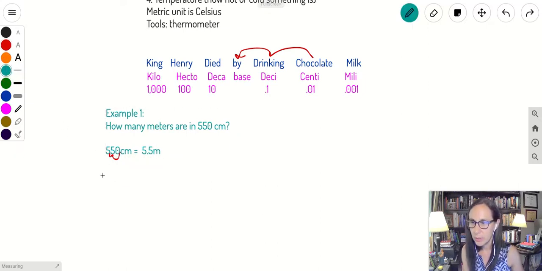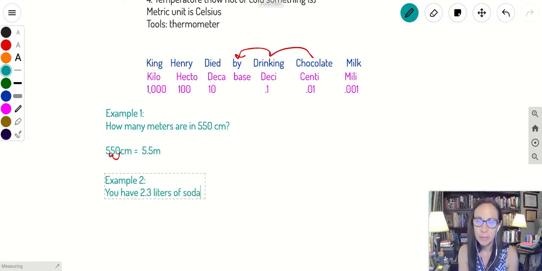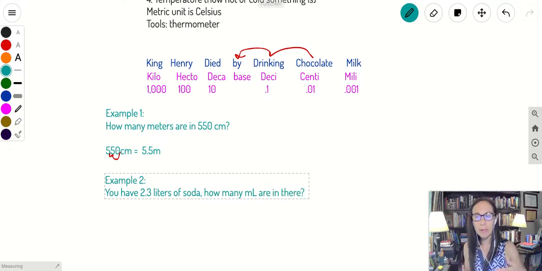Okay. Let's go back to our teal, and I'm going to do another example. Example 2. Let me think of an example. Okay, let's say you have 2.3 liters of soda left over from a pizza party. How many milliliters are in there?